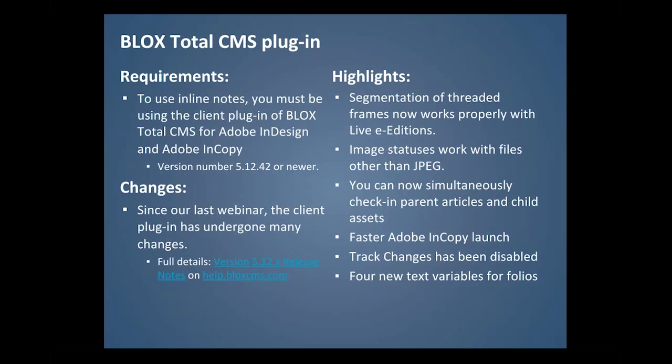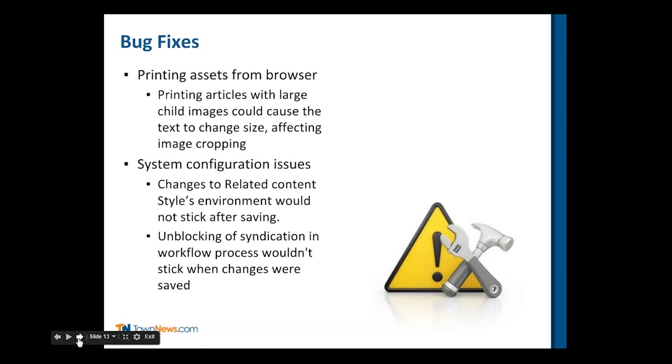So some things back in the browser now that we'll talk about that changed. There had been a bug that if you were printing assets from the browser, if there was a large image attached, sometimes the printing size of the text would change, and sometimes it would do some strange image cropping. This is only for printing out of the browser assets. That's been fixed. Also some configuration things.